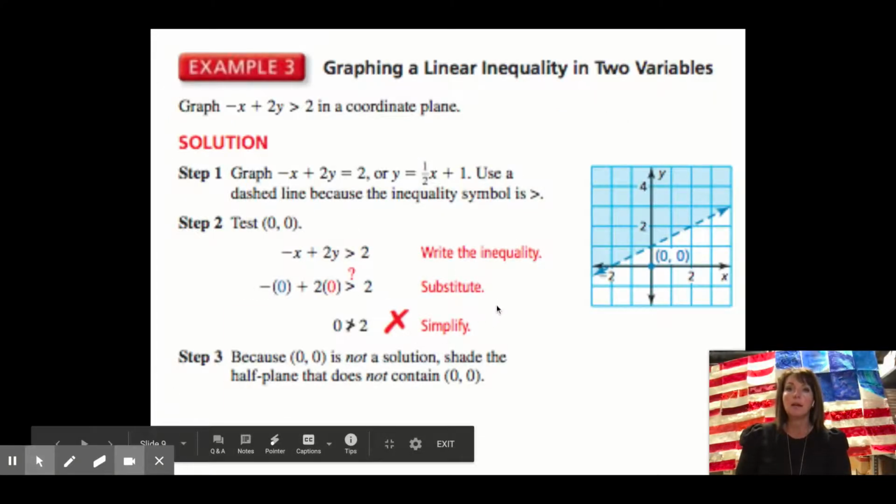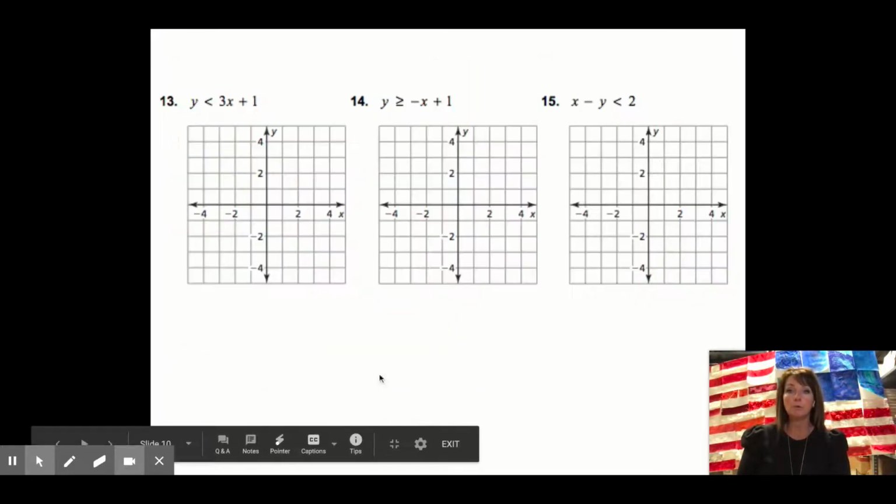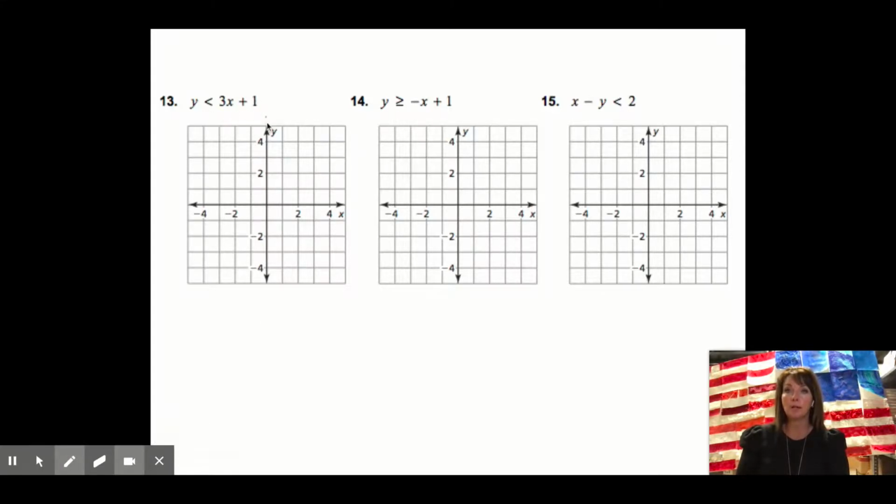All right. Here's one where first we have to put it in slope-intercept form, graph the line just like you would if it were an equation, remembering the dashed or the solid line based on the symbol, and then checking the point 0, 0. So let's give this a try. First, I'm going to treat it like an equation. The y-intercept is the +1. My slope is 3, so I would go up 3 and over 1. Likewise, I could go down 3 and back 1.